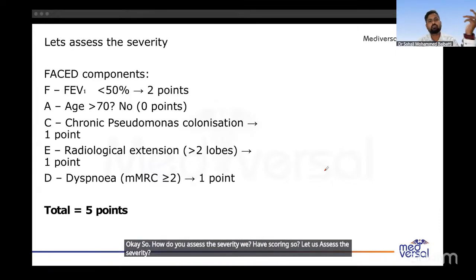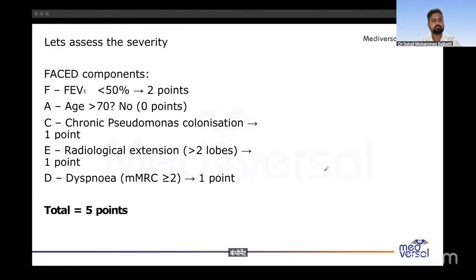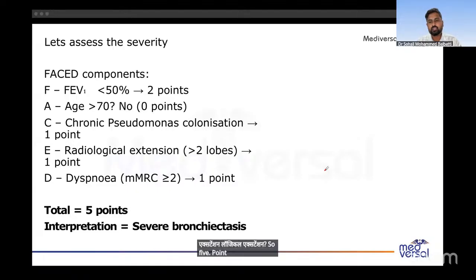FACED component: FEV1 less than 50, yes, 2 points. Age more than 70, no. Chronic Pseudomonas colonization, yes, it is 1. Radiological extension, yes, she has radiological extension of 2 lobe involvement, then it is 1. Dyspnea, again more than 2, 1 point. So a total of 5 points. So 5 points belongs to severe bronchiectasis.